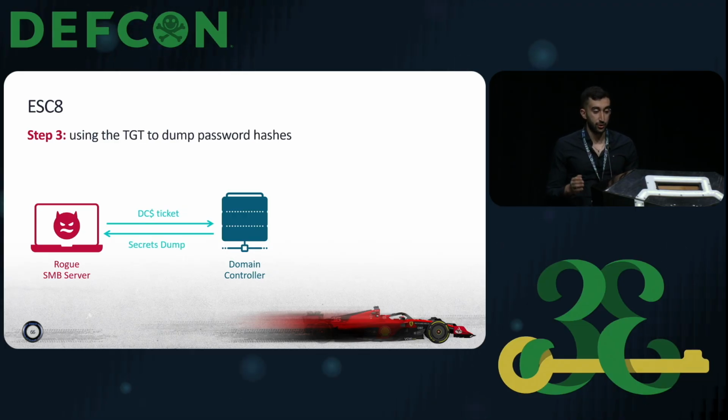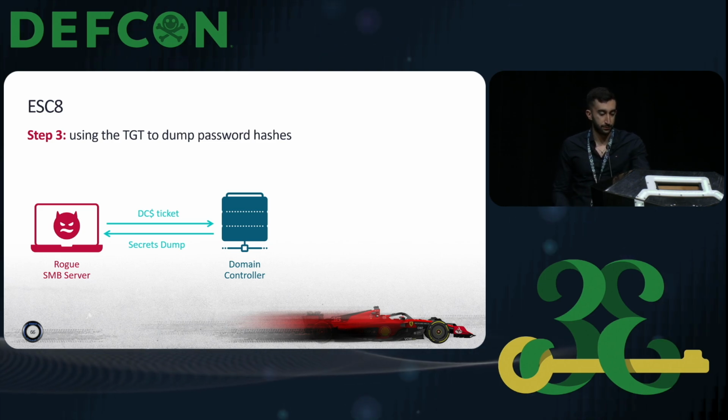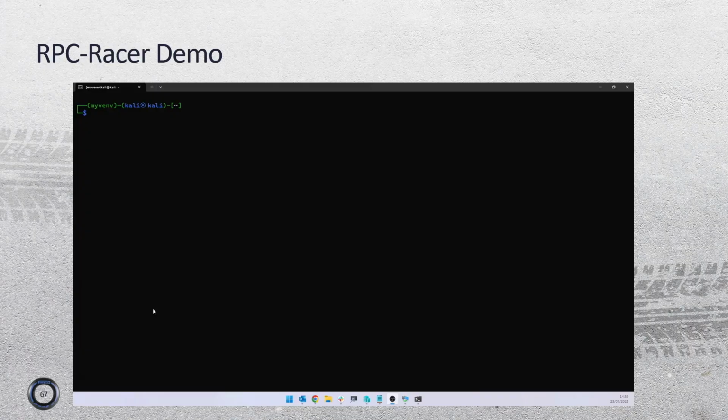Once we have the TGT of the domain controller machine account, we can use it to execute several attacks. The most common one will be to dump the password hashes of all the users in the domain. For this, we would use Impacket again, but this time the tool secretsdump. Let's see how it all comes together.